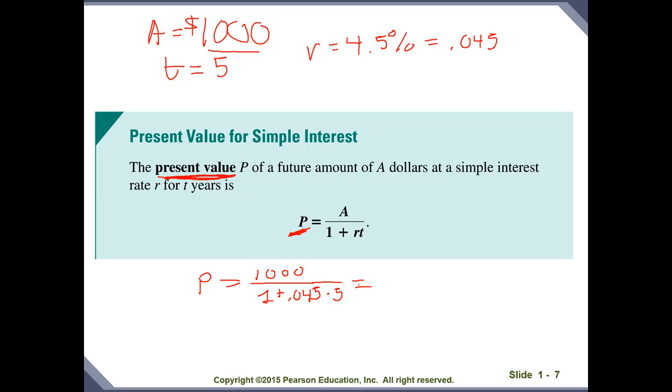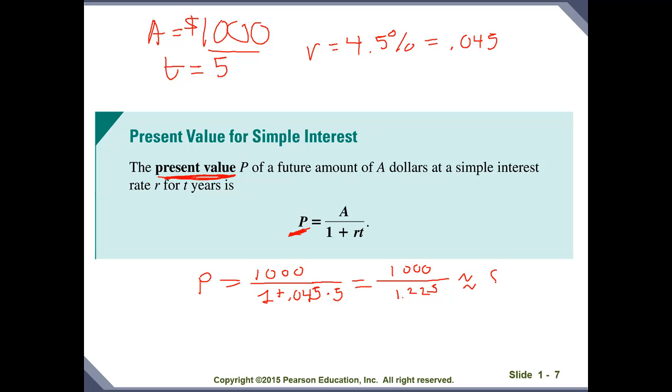Remember that the fraction bar is both division, but it also acts as a grouping symbol. So we're going to do everything in the denominator first. We first multiply 0.045 times 5, then we add 1 to our answer. And so when we do that, we have 1,000 divided by 1.225. And when I do this on the calculator, I get this as my answer.